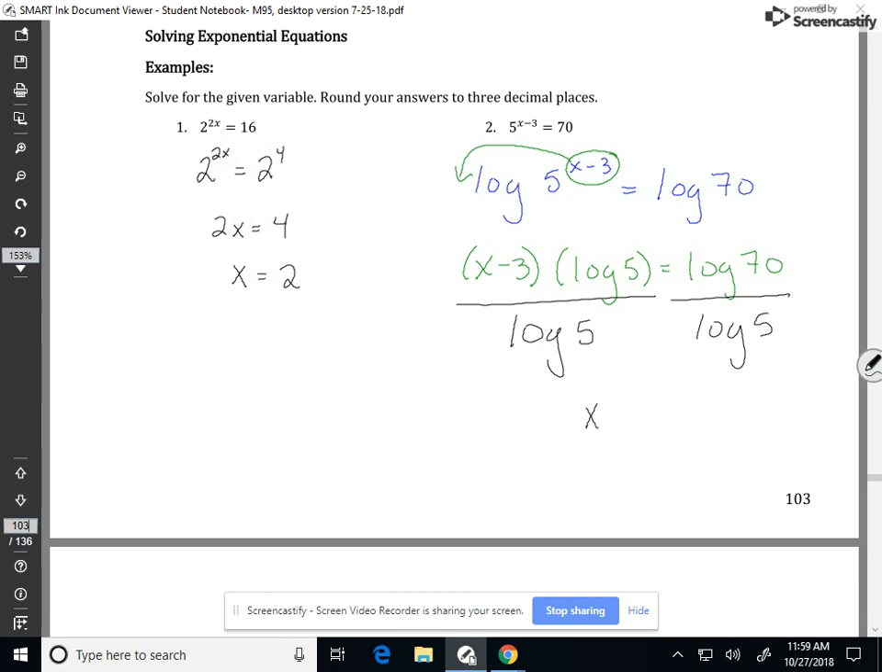And I get x minus 3 equals approximately, because if I take log of 70 divided by log of 5, it's approximately going to give me 2.6397. And so I add 3 to both sides, and I get x is approximately equal to 5.640. And again, it's 640 because it tells me to round to 3 decimal places.